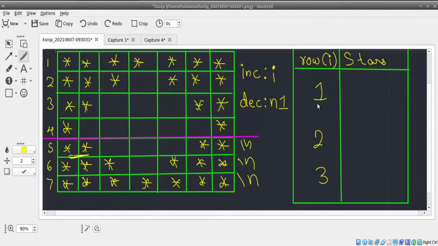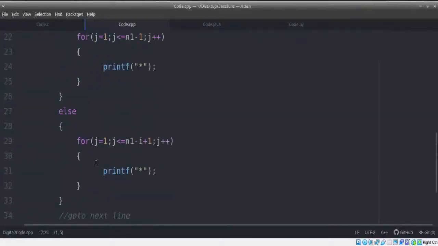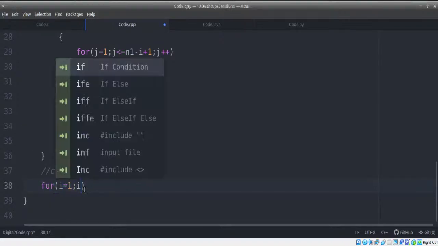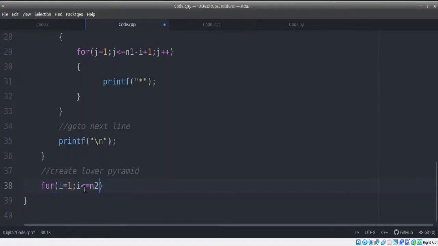In line 1, how many stars are there? 2. In line 2, how many stars are there? 3. In line 3, how many stars are there? 4. So can I say in line i I have i plus 1 stars? Makes sense, right? Perfect. So I'm just going to go ahead and print here for the second lower pyramid. That is, for i equals 1, i less than or equal to n2, not n1 this time, i plus plus.